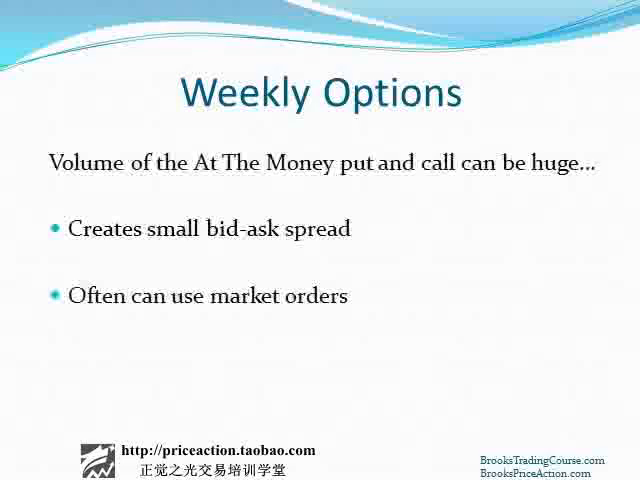The volume of the at-the-money put or call can be huge, and that creates very small bid-ask spreads, especially on markets where the options are very active. For example, the spider, and when that's the case, you can use market orders. I would not use market orders on a stock where the spread is very big, like Google. But a lot of times with Apple, you can do it, and always with the spider.